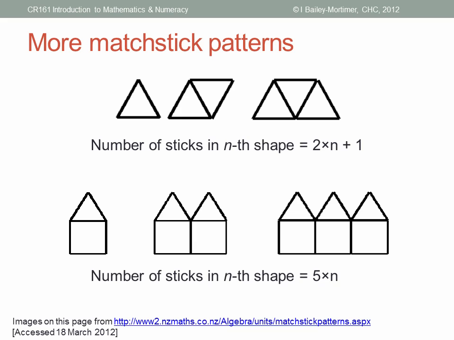I'm adding 5 each time, not 6. Count carefully. The first house has 6, but everyone after that only adds 5 more. So my rule is going to look like this. The number of sticks in the nth shape equals 5 times n. Now, does that work? Not quite. The first shape needs 6 sticks, so let's add 1. The second shape has 11 sticks, 5 times 2 plus 1. The third has 16, 5 times 3 plus 1. Good.